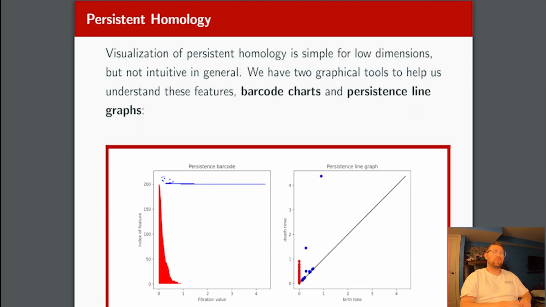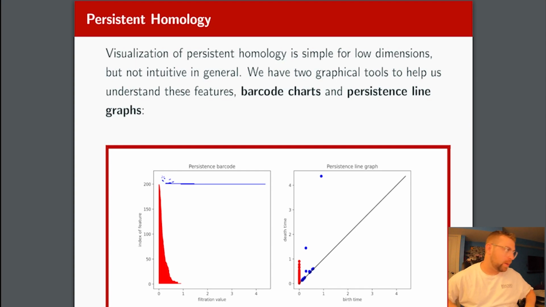So there's another way to interpret this visually. In general, that's fine in R2 or even R3, we can visualize it, but in general, it's not easy to just draw a picture. But we have these things called barcode charts and persistence line graphs. So this is a graphical way to represent things, and this is great for when we can't visualize it in an arbitrary dimension.